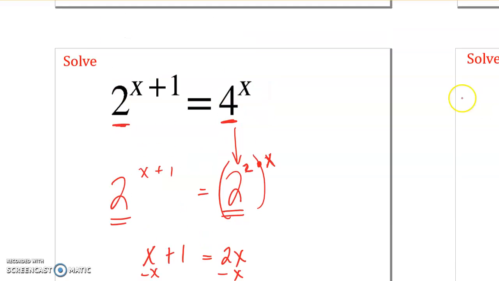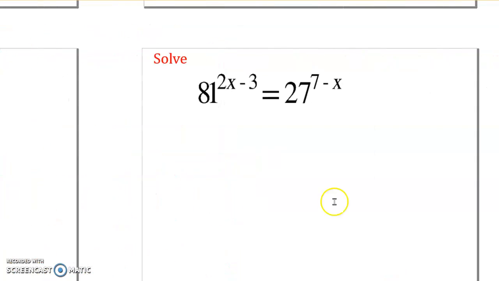So does it make sense? 1 plus 1 is 2 squared, the same as 4 to the power of 1. Yes. But the whole reason we're doing this is because when we get to logarithms, we need to be good at going to smaller bases. Okay.